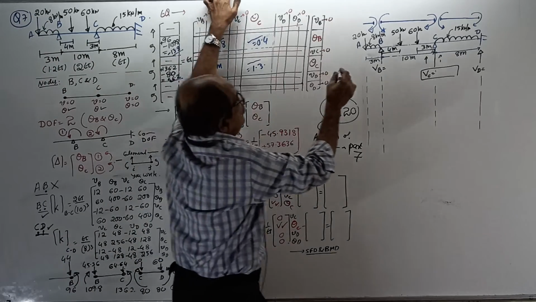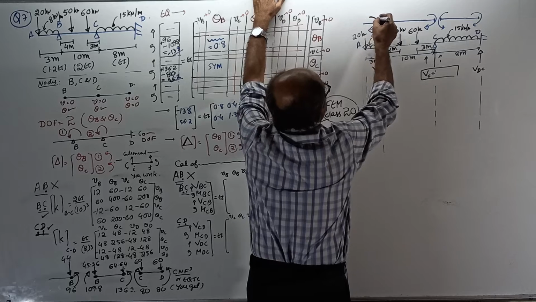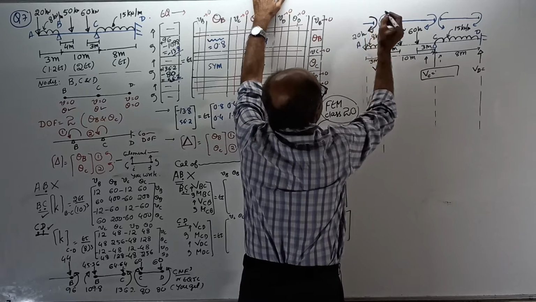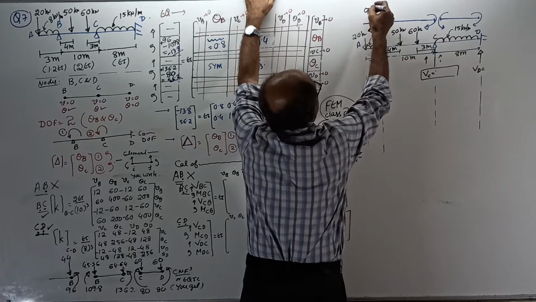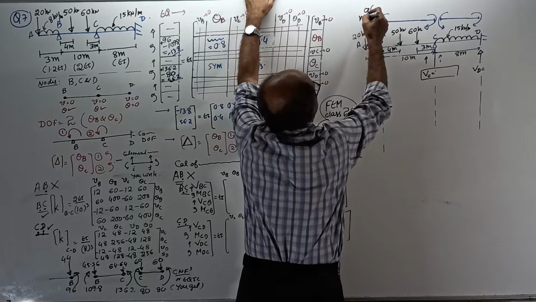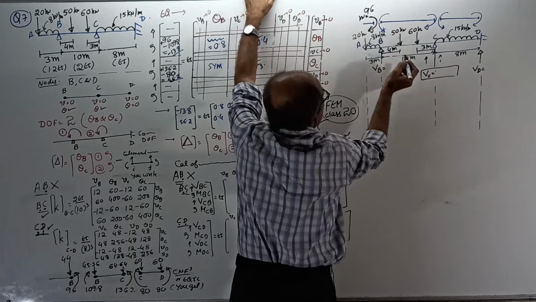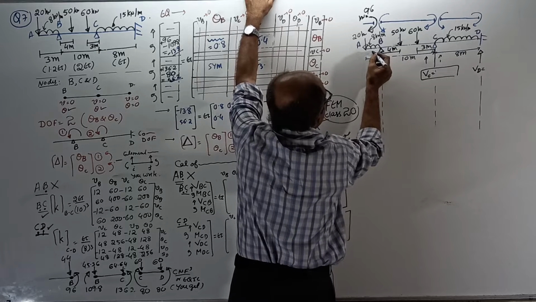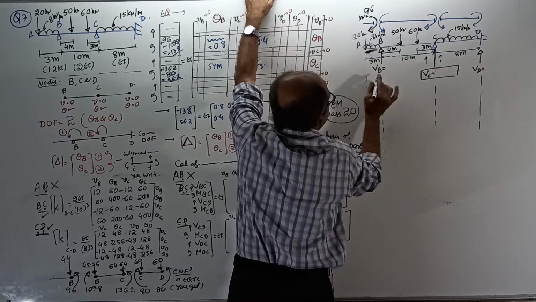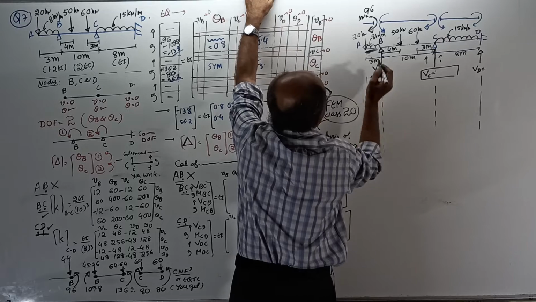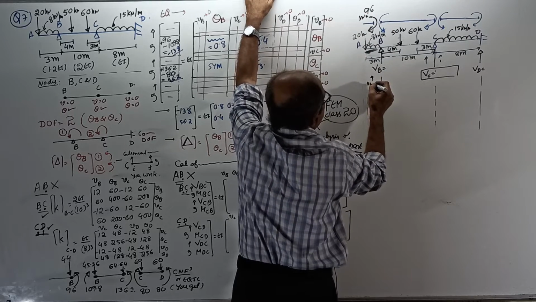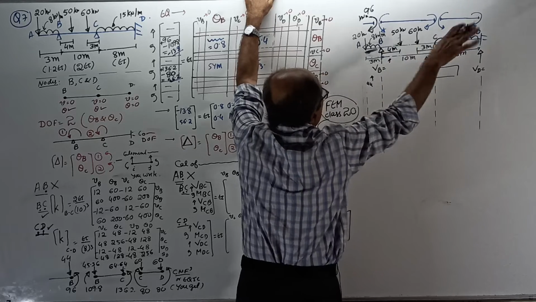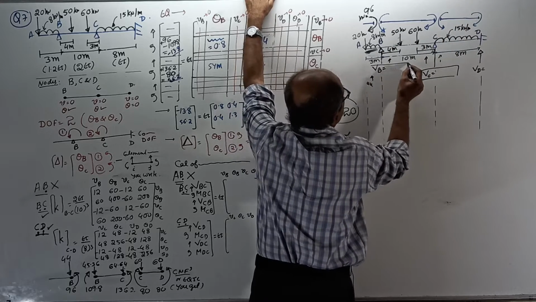For AB, see, this moment is directly equal to the fixed end moment. That is how much? That is 96 kilonewton meter. Direct answer. And this reaction, I'll put it somewhere here. This side reaction will be directly equal to 20 plus 8 into 3, 44. That reaction you have to calculate later. Then you get combined VB.